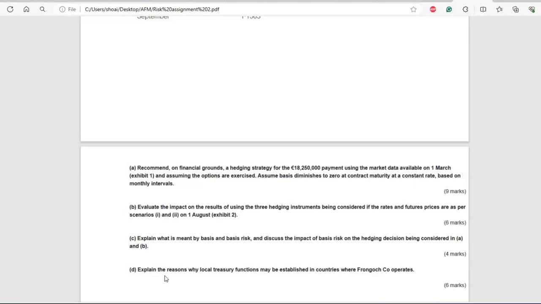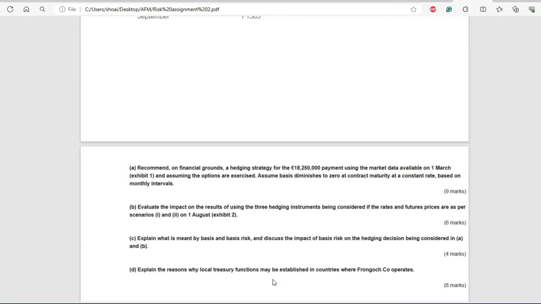Part D is a very famous part: why a local treasury function may be established in the countries where this company operates. So you have to explain the advantages of decentralization. Why should a company open local treasury functions? Because if you open a local treasury function, you will understand the needs of local operations more. You will understand the regulatory requirements and laws of the local environment more.